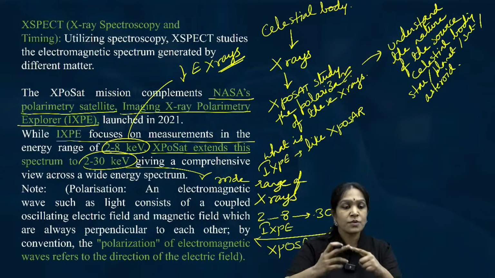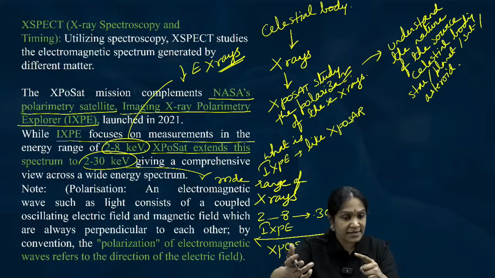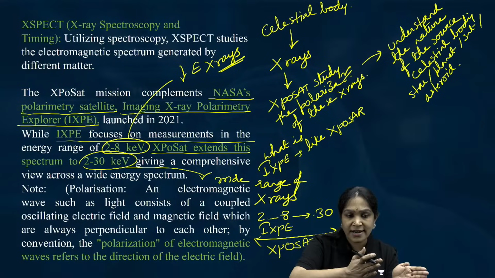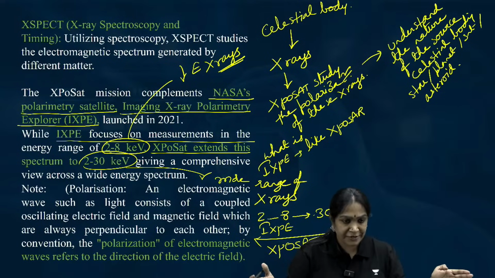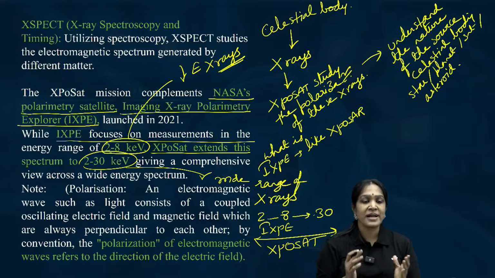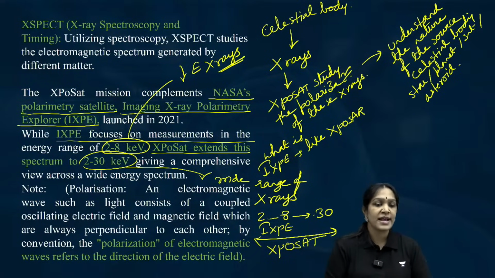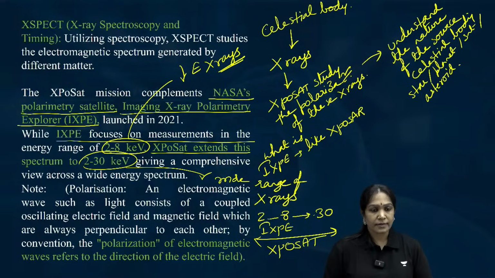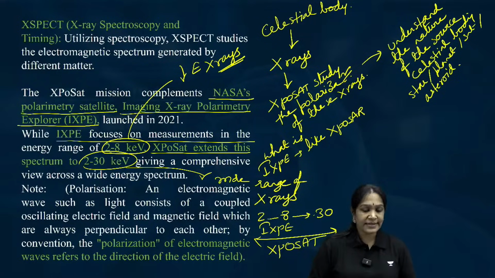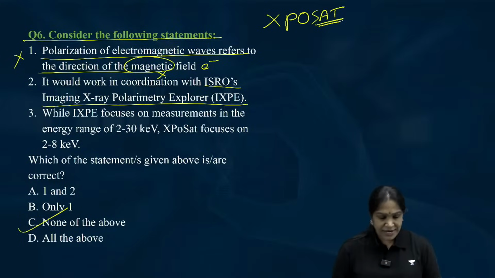If the source is emitting high energy X-rays or low energy X-rays, more range of X-rays are covered by which spacecraft? NASA's IXPE is better or ISRO's XPOSAT is better? Everybody. ISRO's XPOSAT is better. Okay, now let us check the statements.